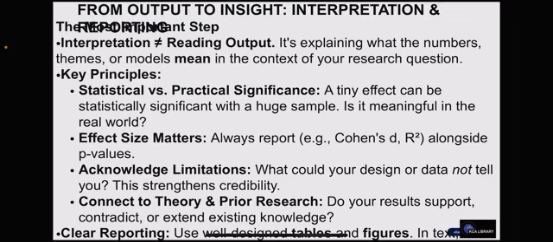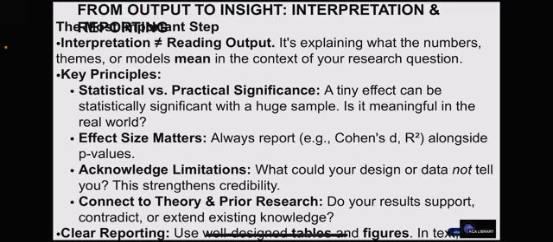So now let's move on to from output to insight, that is interpretation and reporting. Interpretation and reporting is explaining what the numbers, themes or models mean in the context of your research question. You are giving additional information about your output, about your data.